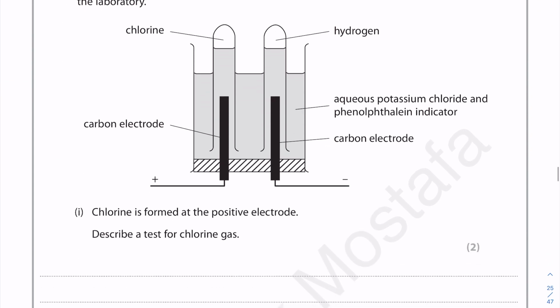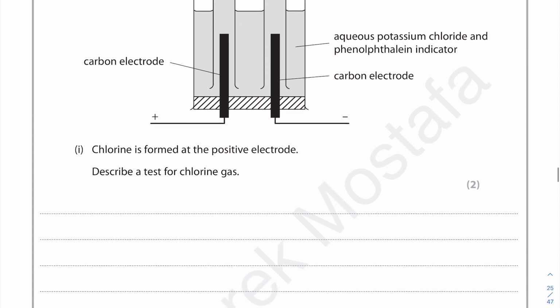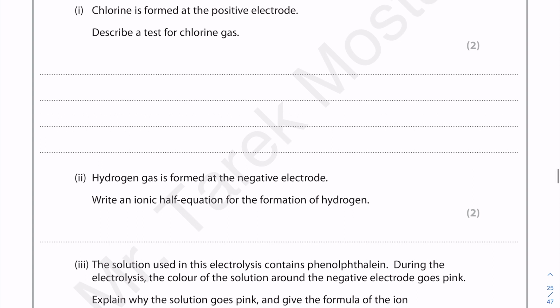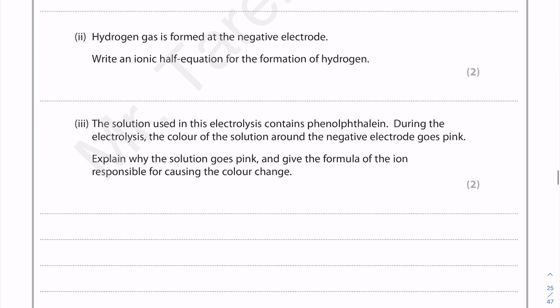Question 19. The diagram shows apparatus used to electrolyze aqueous potassium chloride, like sodium chloride, but the concentration isn't specified. However, in the diagram chlorine gas is shown, so it is concentrated. Chlorine is formed at the positive electrode. Describe a test for chlorine. Chlorine always bleaches damp litmus paper, so we say damp litmus paper bleaches. That is the test for chlorine.